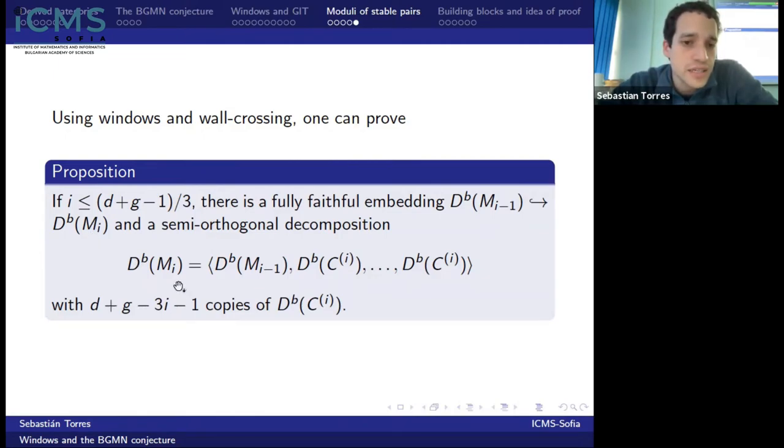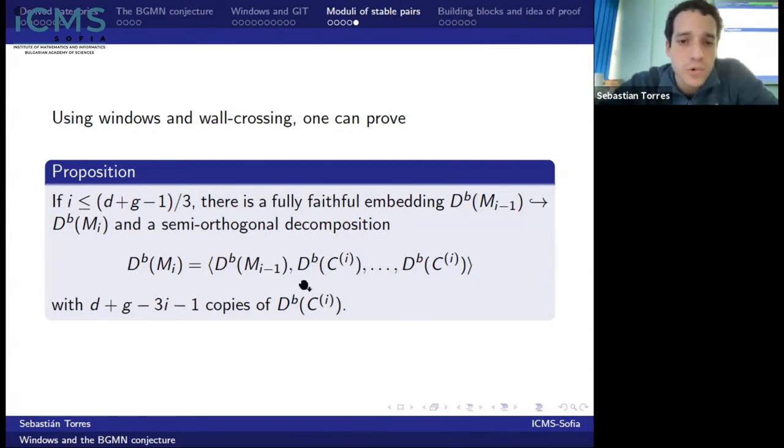And not only that, if you want to write the entire derived category of M_i, what's missing is a bunch of copies of this symmetric power of the curve. The reason why that should be true is because there's this flip diagram where what you're missing from one side and the other are these bundles precisely over this symmetric power. So that plays a role in why you have this decomposition.